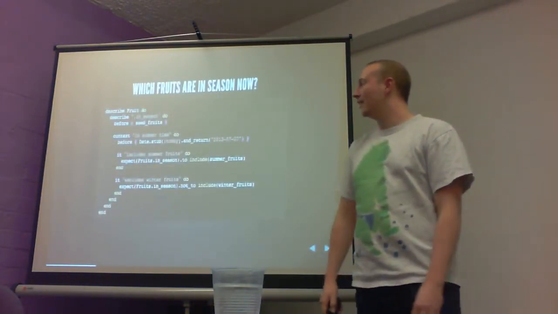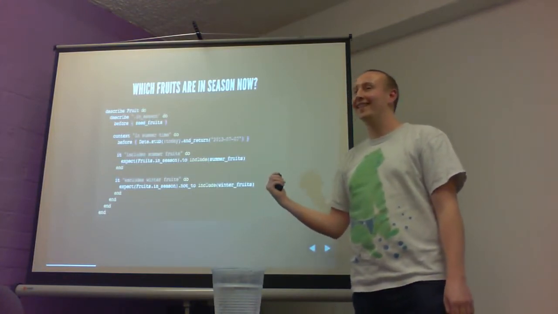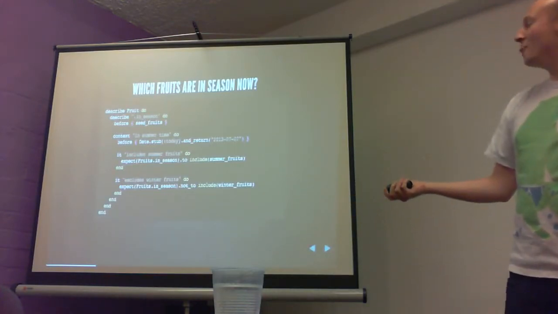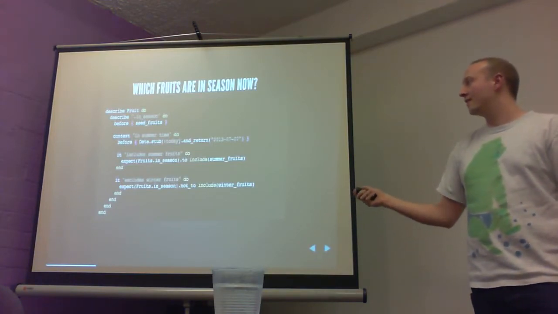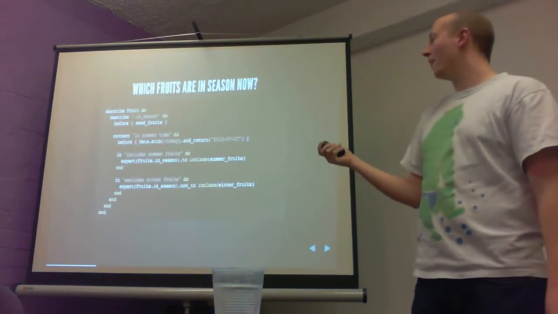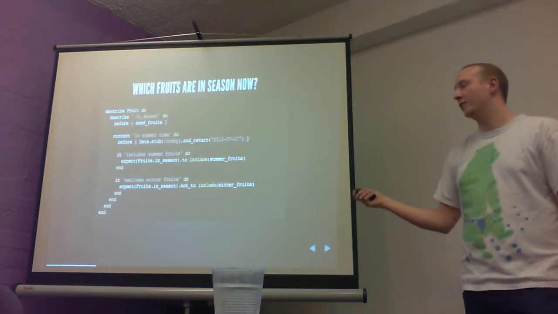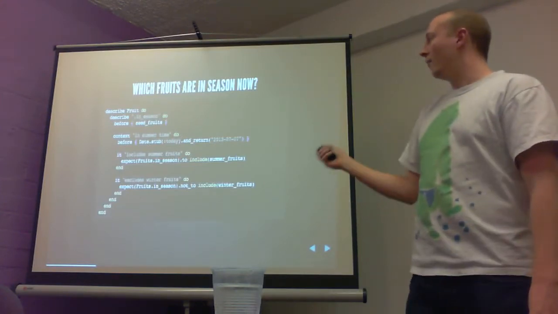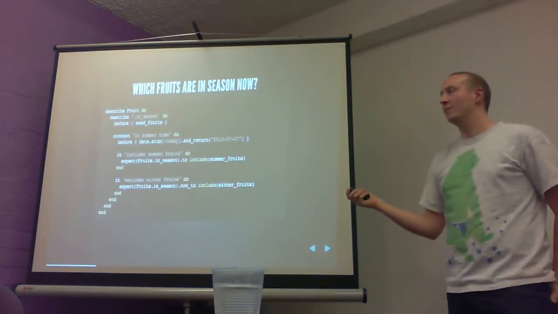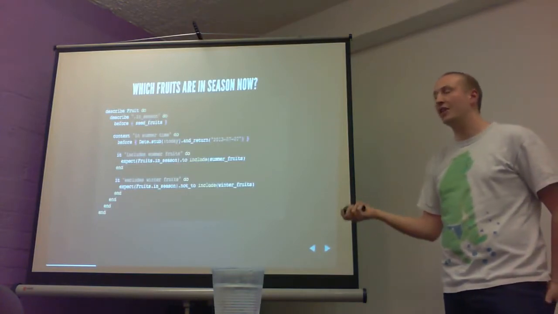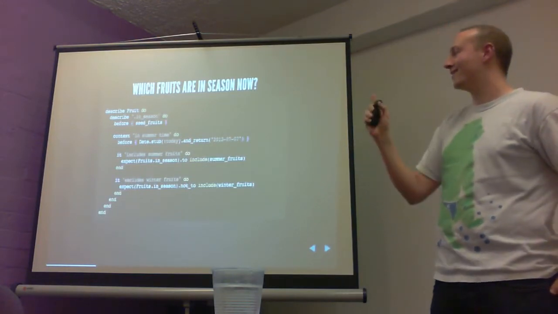This is the test. The first thing that happens is we seed the fruits, put them in the database. We stub out the date to be a date in the summer, and we expect that the fruits in season in the summer will include summer fruits and exclude winter fruits. So pretty straightforward. My issue with this is that what's actually happened is we've written some code that can only be tested with monkey patching. There's no other way, apart from changing the system time, which would be arguably worse. The only way to test that is with monkey patching.